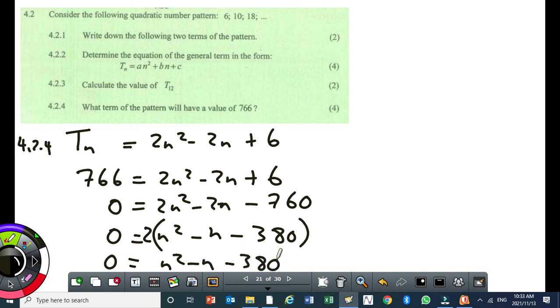Okay, so you can use the quadratic formula then. If you can't factorize, you can use the quadratic formula. Right? You can't factorize, I suggest you use the quadratic formula. You won't go wrong at all, because finding the factors can be a nightmare. Right. So which two factors of 380, if you add them, they'll give you minus 1?